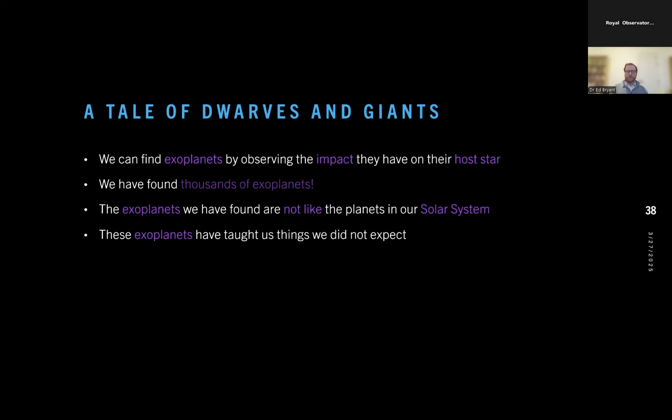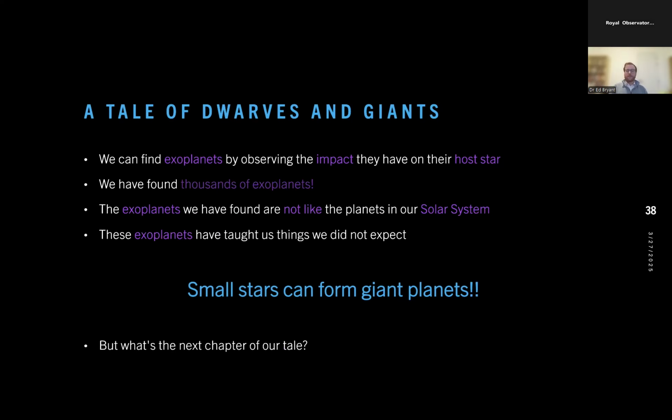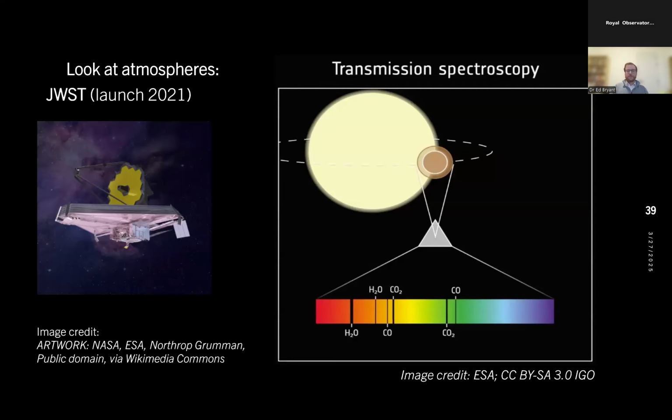The key one of which for this talk is that small stars, the smallest stars, can form giant planets. But what's the next chapter of our tale? Where do we go from here? What's next for understanding these systems? And what's next for understanding these systems is JWST. So this is the new NASA flagship satellite up in space.